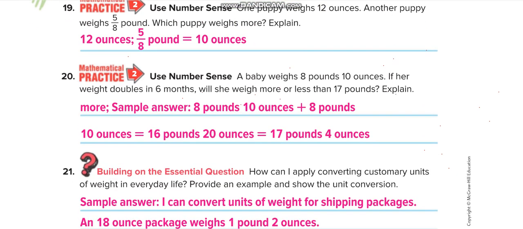Okay. A baby weighs 8 pounds, 10 ounces. If her weight doubles in 6 months, will she weigh more or less than 17 pounds? 8 times 2, 16, 10 times 2, 20. From this 20, we can take out 1 pound, which is 16, and 4 will be left. So we'll add it here, 17 pounds and 4 ounces. Yes, it's more than 17 pounds.